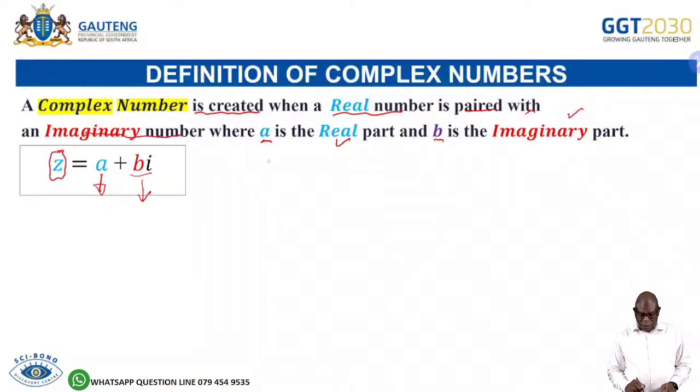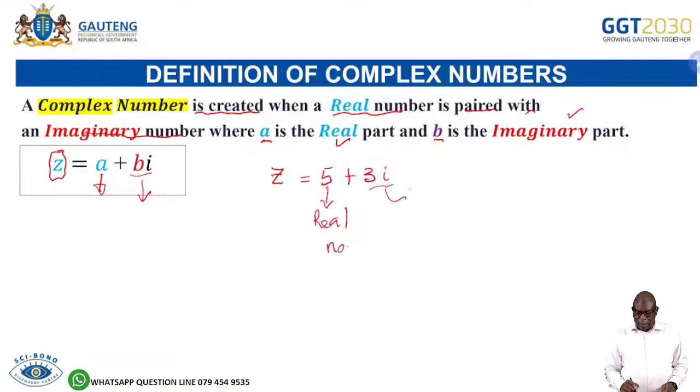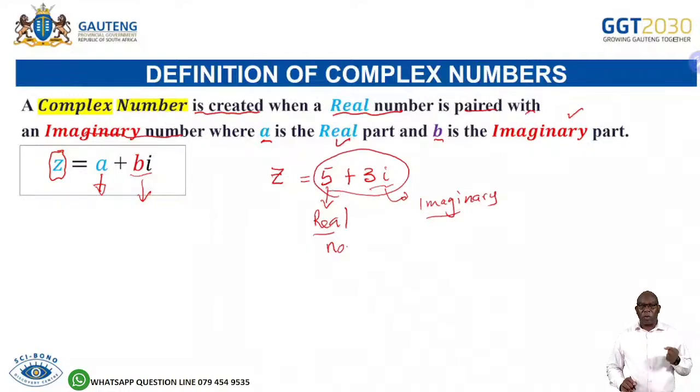So for instance, if I've got z equals 5 plus 3i, that represents a complex number. Why do we say it's a complex number? Because the 5 is a real number and the 3i there is an imaginary part. So if I've got these two added together, then that number that I get will be a complex number, because it includes the real part and the imaginary part.